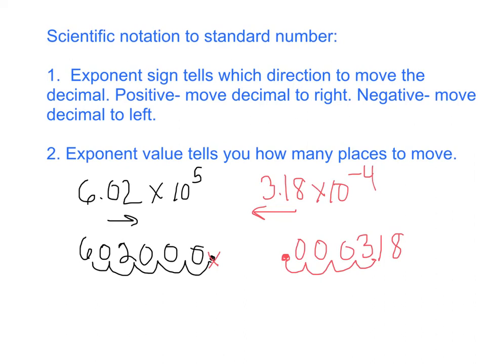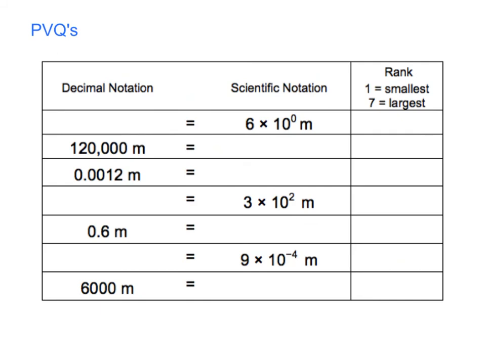All right, so for this PVQ set, we have this nice table. We would like you to copy the table in. We want you to convert between the two different types of scientific notation. So for the first one, 6 times 10 to the 0, we would like you to write that in standard or decimal notation. We'll do this first one with you just to be nice.